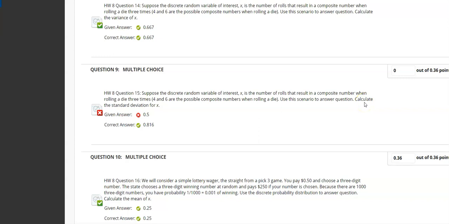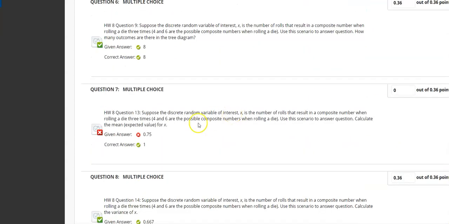session. Okay, so suppose the discrete random variable of interest x is the number of rolls that result in a composite number when rolling a die 3 times. 4 and 6 are possible composite numbers when rolling a die. Okay, so we want to use this scenario to answer questions, and actually I think the first one I looked at was a mean. Let's go up there. Yeah, same scenario, but we're looking for the mean.